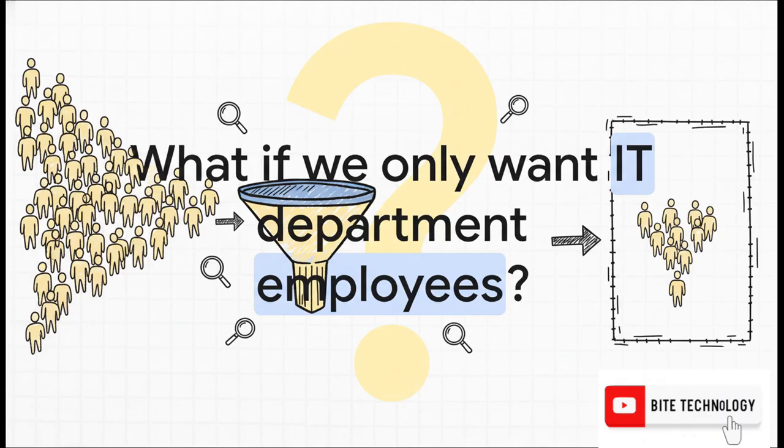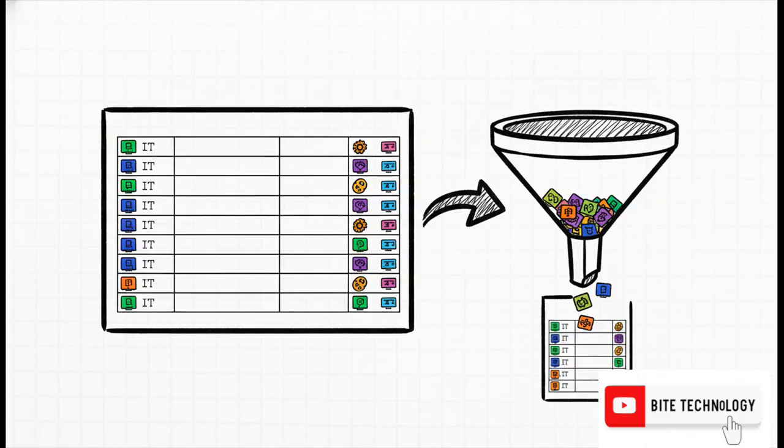What if our company has thousands of employees? We don't want to see everybody. We need to be way more specific. We need a way to filter our results. And for that, we use the WHERE clause. It's that simple. By adding WHERE department = IT, we're telling the database to only show us the rows that match that exact condition. And just like that, a huge list becomes a very specific, very useful answer.